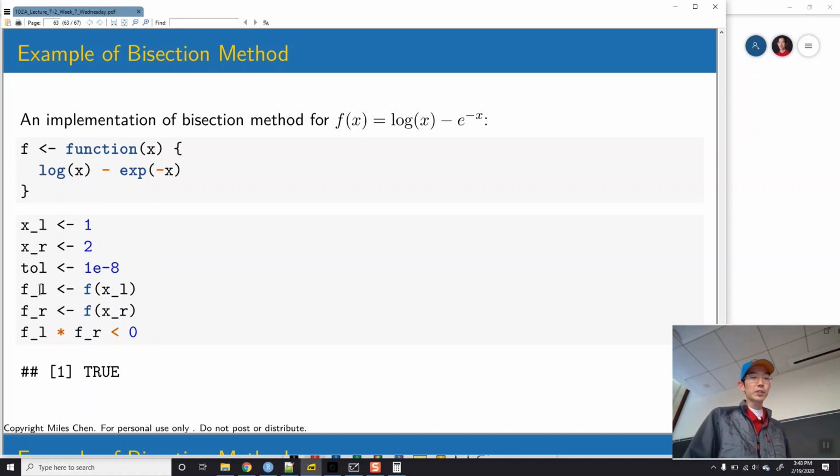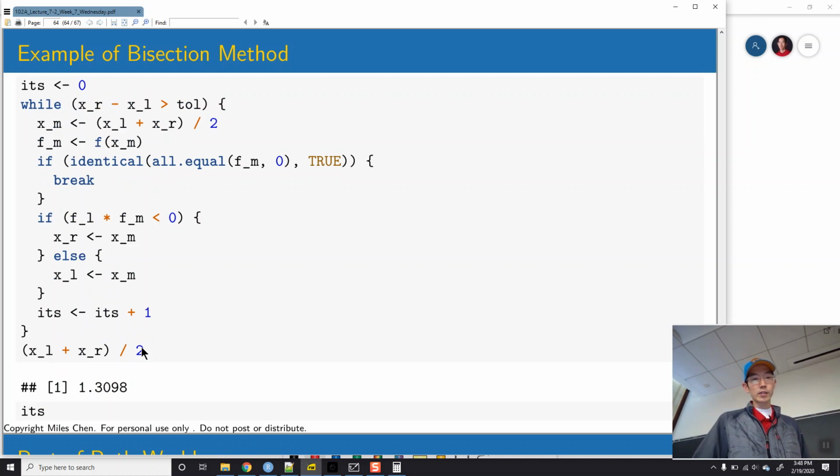We find the value of the function on the left, value of the function on the right, and we say, do those have opposite signs? And indeed they do. The value of the function on the left times the value of the function on the right indeed is less than 0. Okay, and here's the algorithm. We start off with iterations equal to 0, and our while loop is: while the right side boundary minus the left side boundary is greater than our tolerance, keep running this. Okay, so we calculate the midpoint by finding the mean of the left and right.